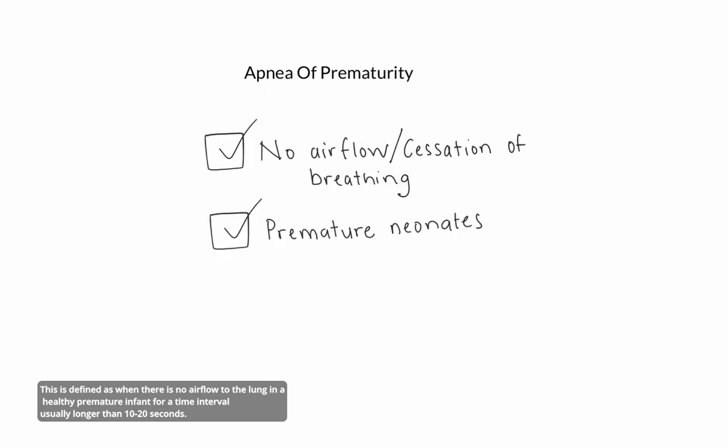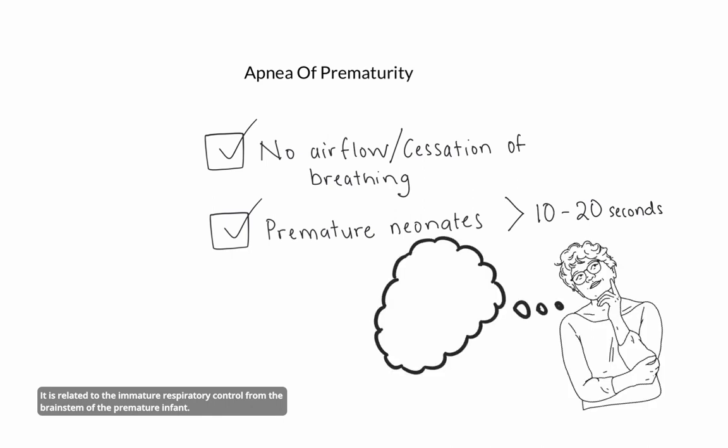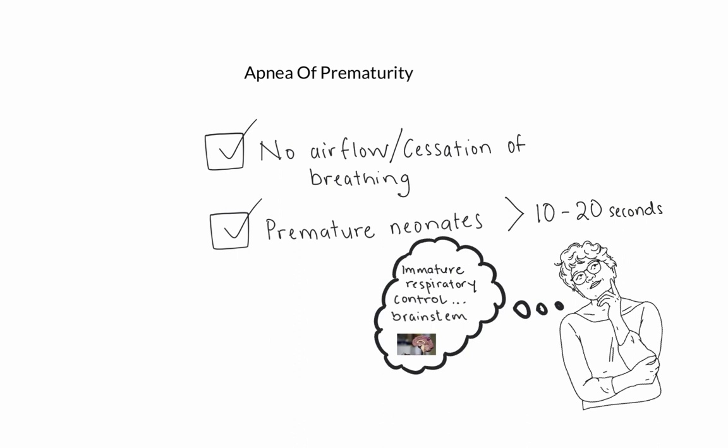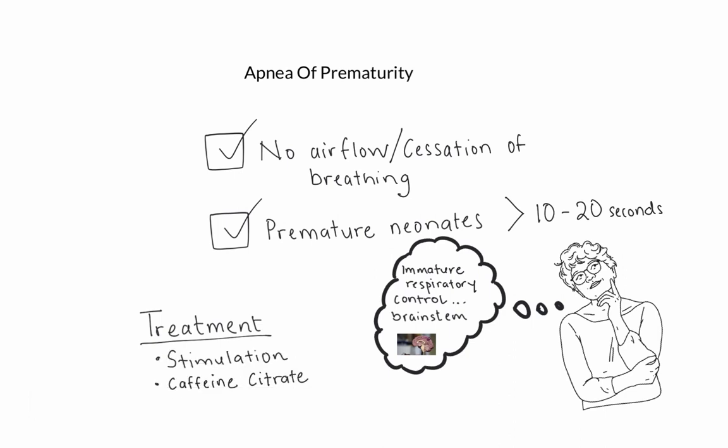Apnea of prematurity is defined as when there is no airflow to the lung in a healthy premature infant for a time interval usually longer than 10 to 20 seconds. It is related to the immature respiratory control from the brainstem of the premature infant. Treatment of apnea of prematurity includes stimulation and caffeine. CPAP can also be used to treat apnea of prematurity.